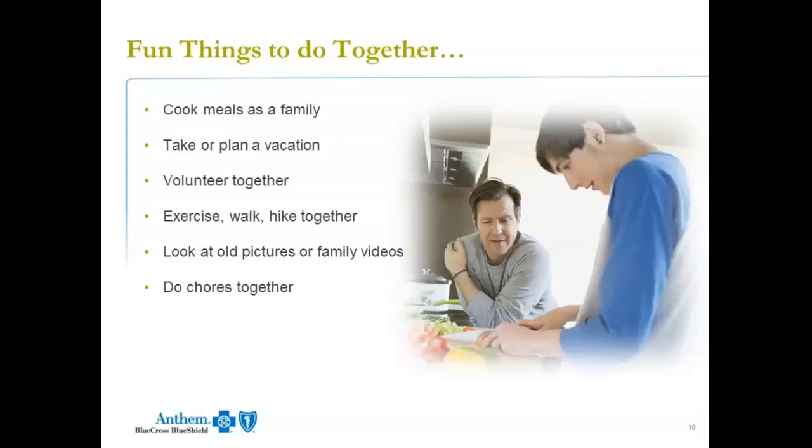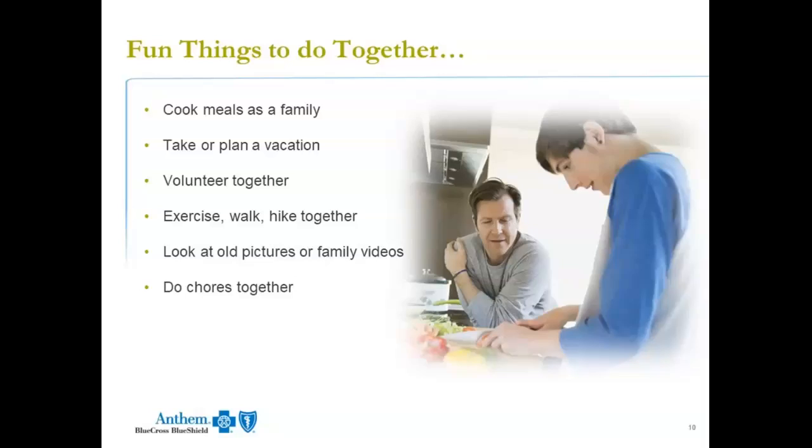Doing fun things together. Some suggestions here are mealtime, so cooking together, and most importantly, cleaning up together, right? Taking a vacation, that's very important. At least once a year, your family should go out together, go on a getaway together, even if it's just for a weekend. That's important.